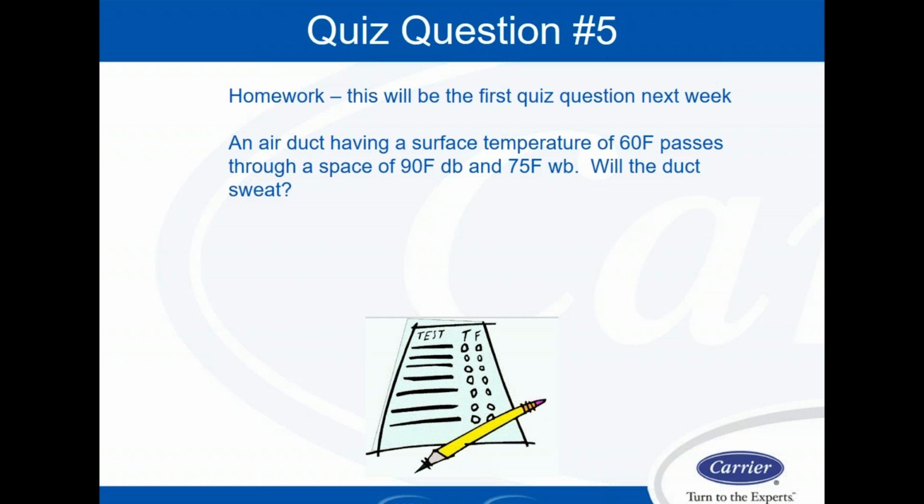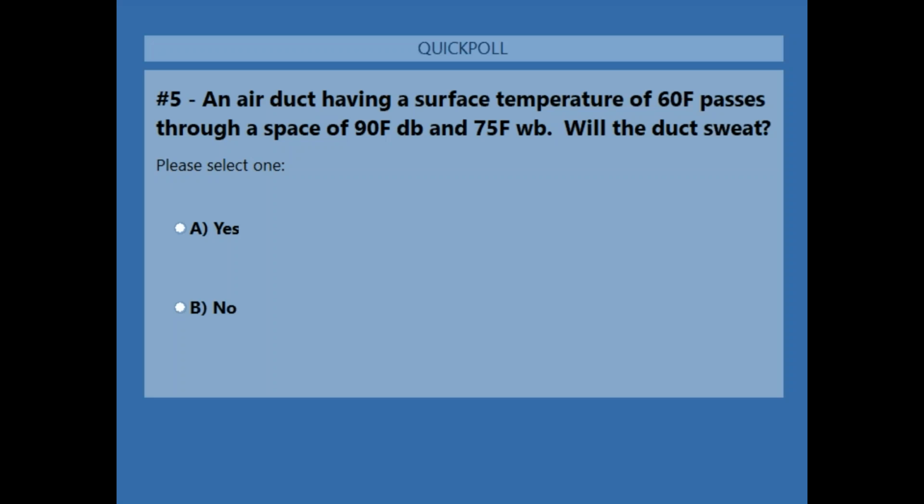Question number 5. All right. So, an air duct having a surface temperature of 60 degrees passes through a space of 90 degrees and 75 wet bulb. Will the duct sweat, yes or no?